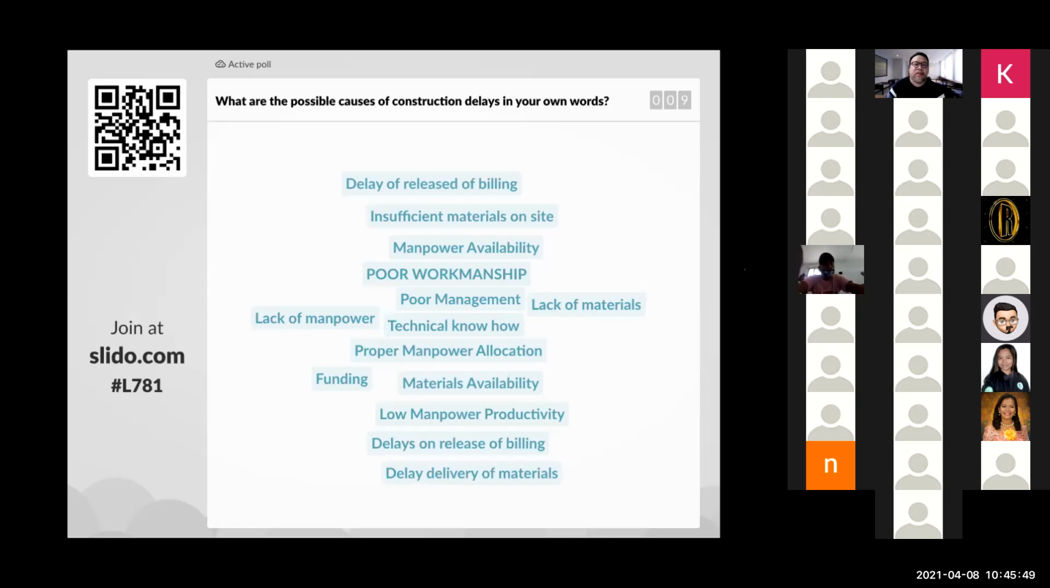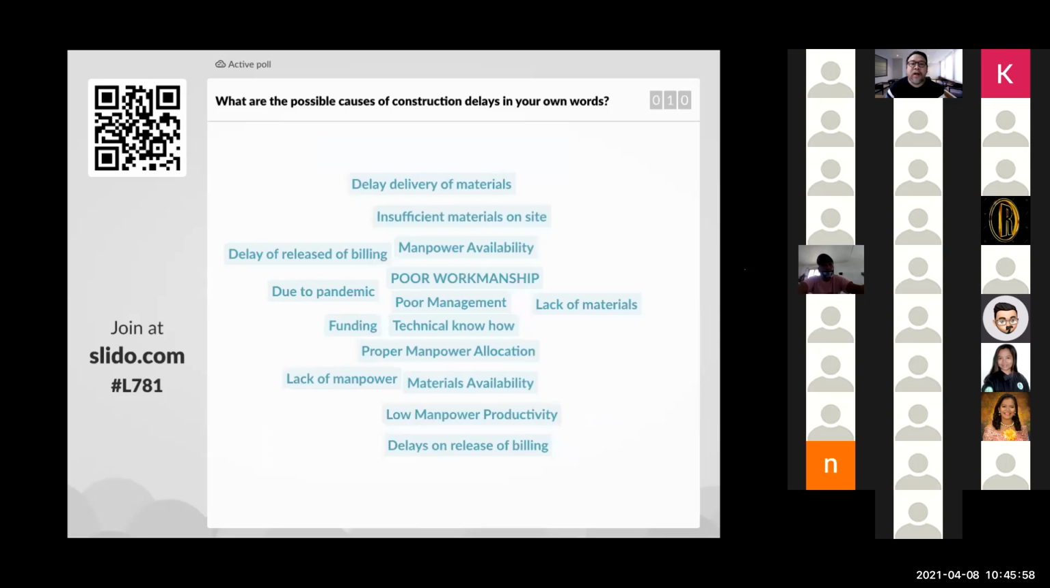What else? 9 lang ang nagpa-participate. We are 31 now, right now, no? Please participate. Grab your phone and scan the code.